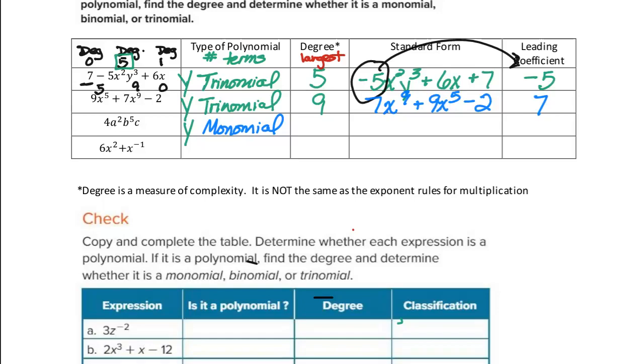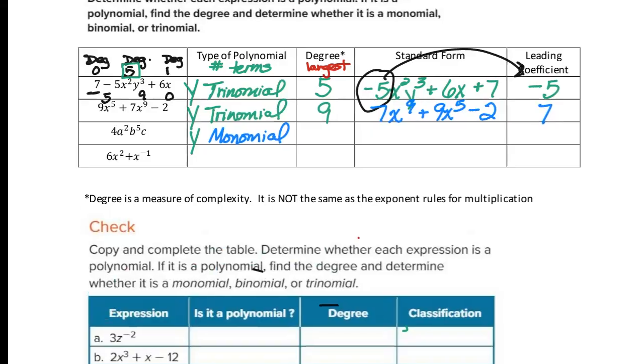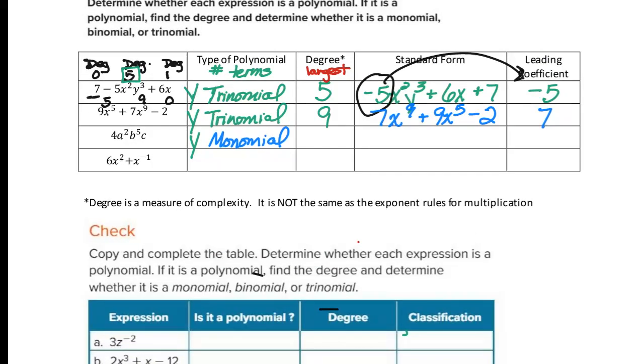Be careful. It's only a monomial. It is not 5. It is not 7. It is not 4. It is not 2. What is the exponent on C? 1. To find the degree of a monomial, you have to add all of them together. So 2 plus 5 is 7 plus 1 is 8. Very good.